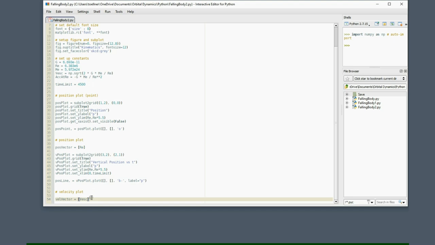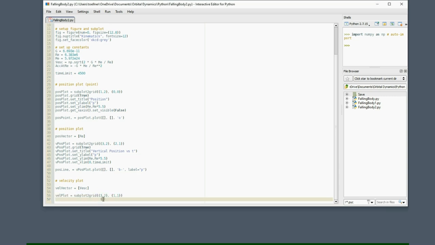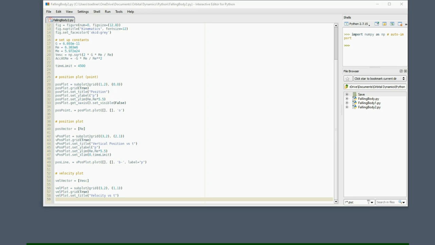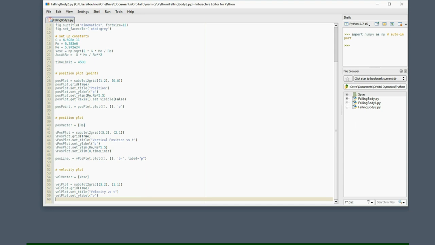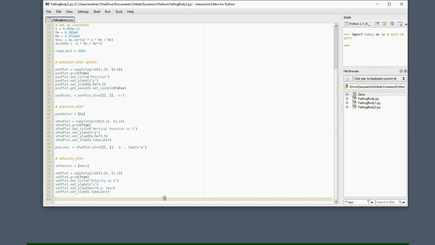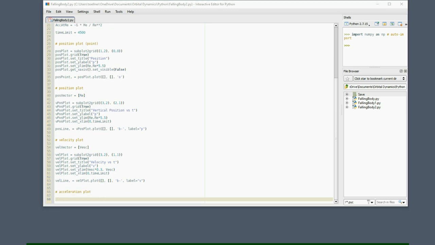This is the velocity plot. The initial vertical velocity will be the escape velocity that I computed earlier. This puts the plot in the figure grid. And the y limit will be the escape velocity times 0.3 up to the escape velocity. In this case, the velocity is going to decrease. So escape velocity will be the maximum value. And VEL line is the actual line that gets plotted.